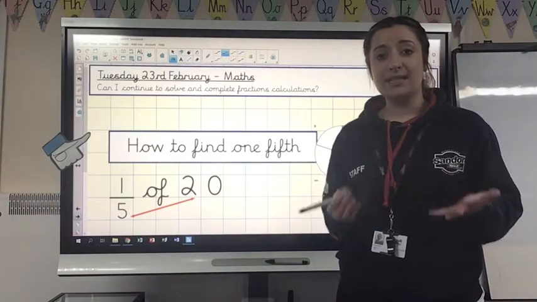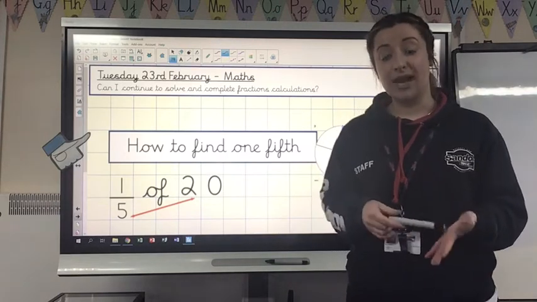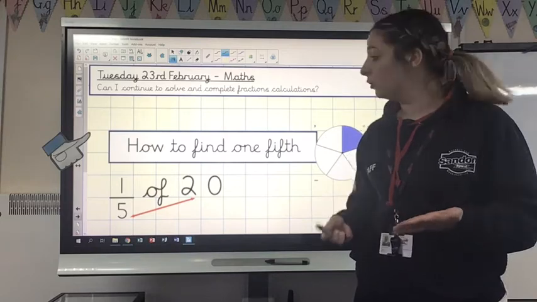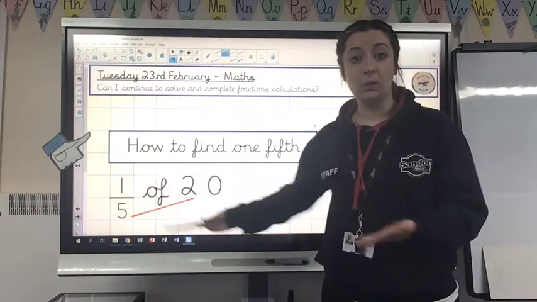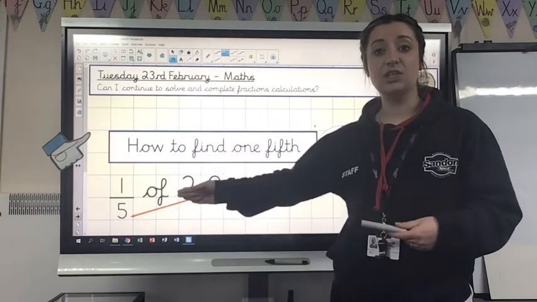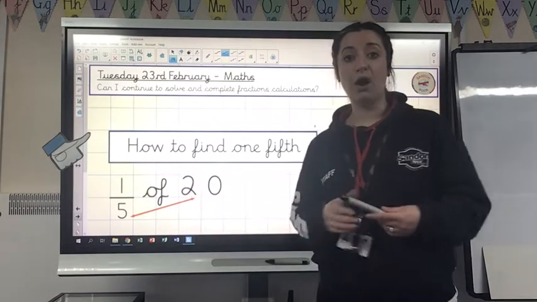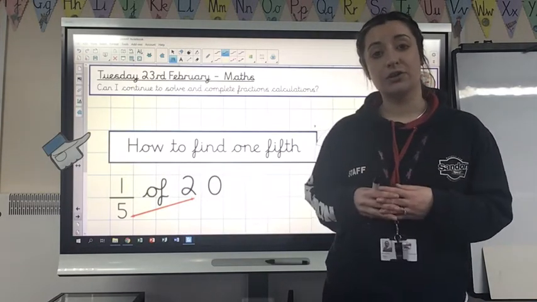And this would be the same rule that would apply to any other fraction as well. If you wanted to find out 1/6 of a number or a total amount, then you would divide the total amount by the denominator, which would be 6. So it just works the same, but you have to divide it by the denominator, by the amount of parts there are in the whole, for you to work out what one of those sections is.